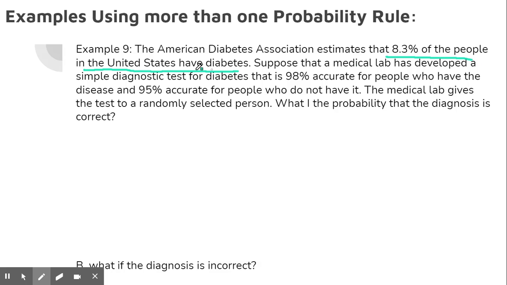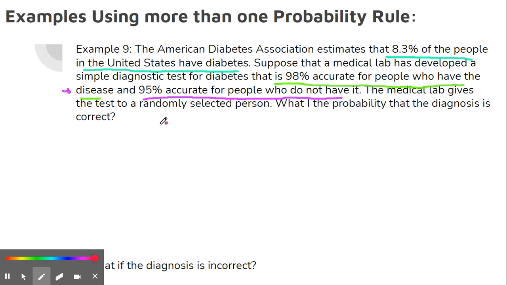They have this lab that's developed a test. It is 98% accurate for people who do have diabetes. And then it's 95% accurate for those who don't have it. Okay, so they're randomly selecting people and they want to know, well, how do we know it's correct? Whether you do or you don't, how do we know it's correct? So we're looking at two things. We're looking at people who do have diabetes and people who do not have it. So let's start with that table.